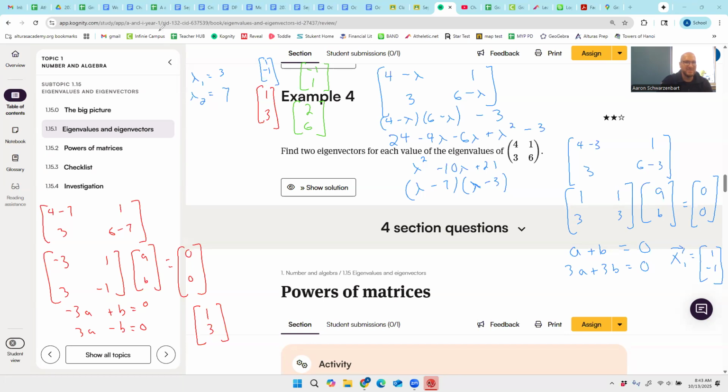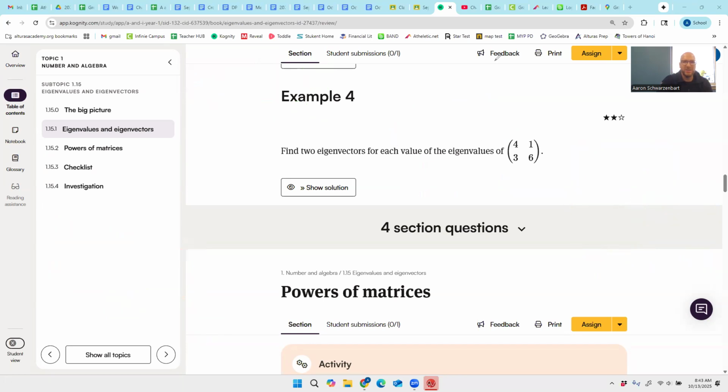That's the end of this section. I do want you today to do these 4 questions at the end of the section that are directly related to this before trying an assignment that's going to have most of the questions that you don't know how to do yet.